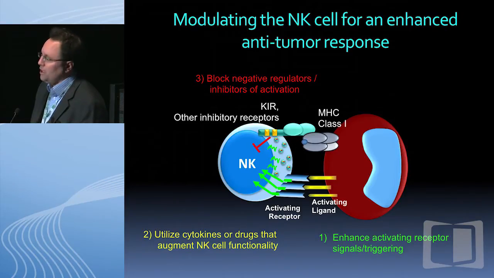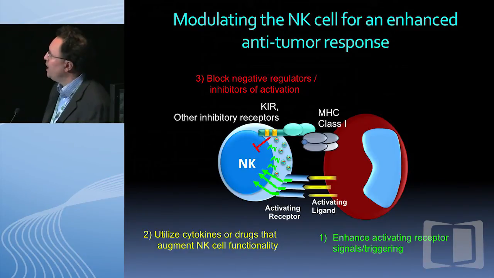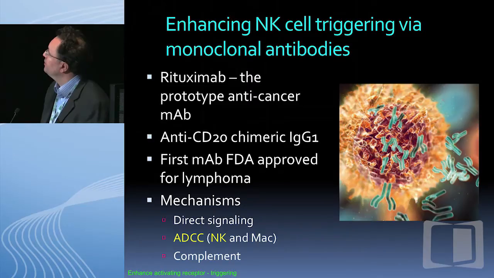So there's a few different approaches that you could envision as far as how we can manipulate this system to enhance NK cell responses to lymphoid malignancies. The first is to enhance the activating receptor signals, or the triggering. The second is to improve the functional status or the functional competency of these NK cells, either using cytokines or drugs that might do that. And the third is to block negative regulators of inhibition or activation in an attempt to tip that balance again in favor of anti-tumor or anti-lymphoid tumor immune responses.